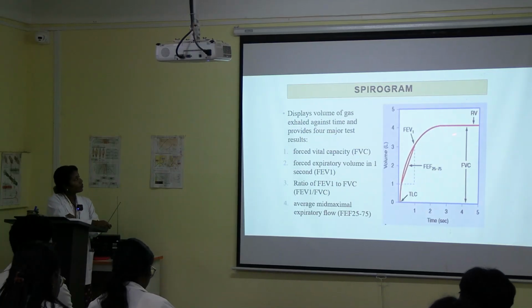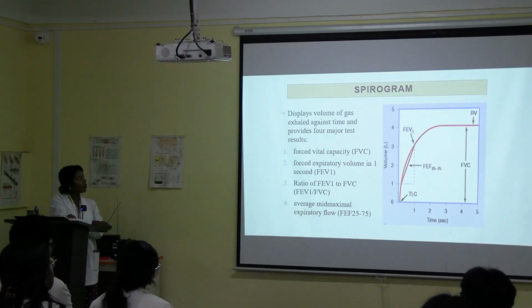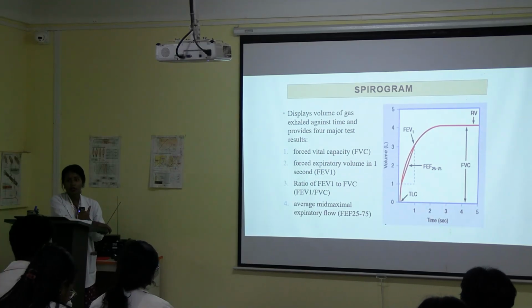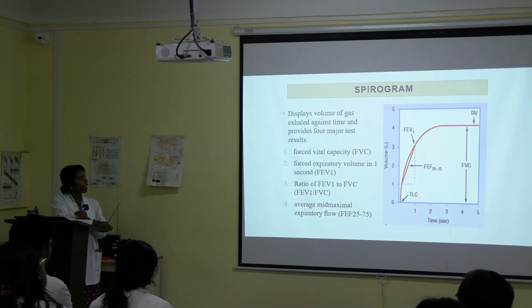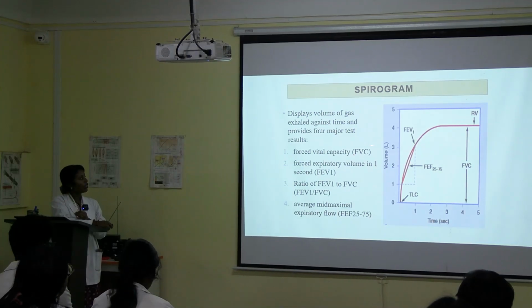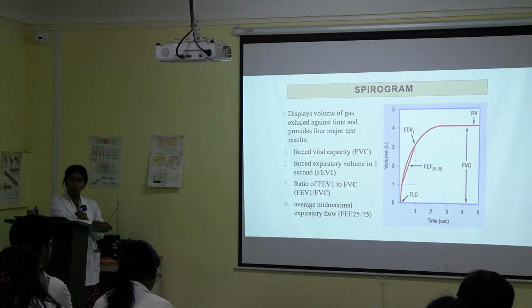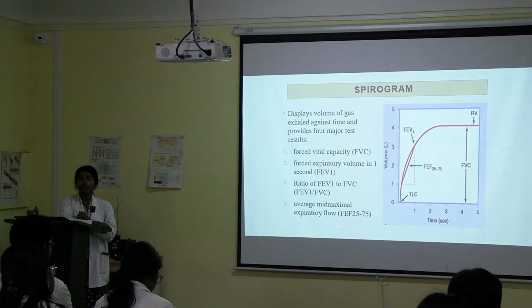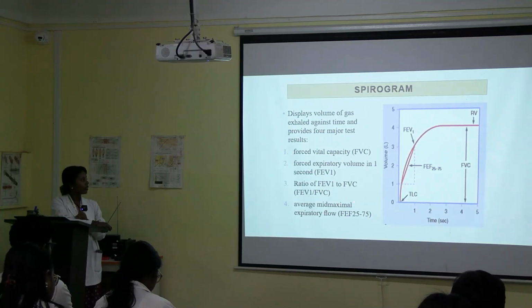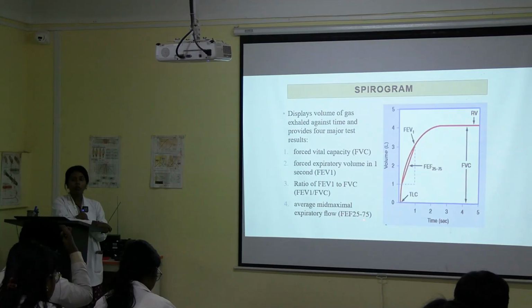So this is another diagram. This displays the volume of gas exhaled against time. I'll be showing you various graphs, flow volume curves. The next will be the flow volume curve. From this graph, you can find out the FVC, the FEV1, and the ratio. This ratio is very important to find out obstructive and restrictive lung diseases. Then you can find out the expiratory flow FEF 25 to 75.